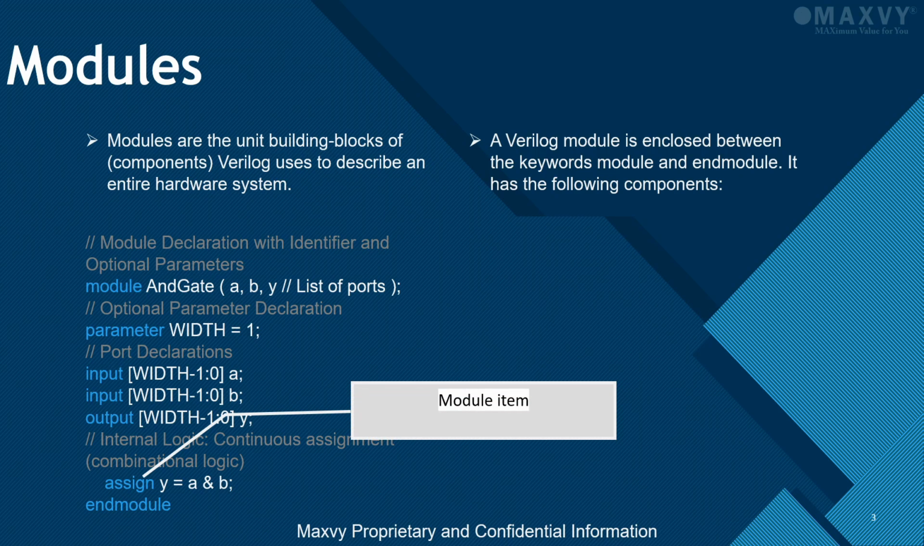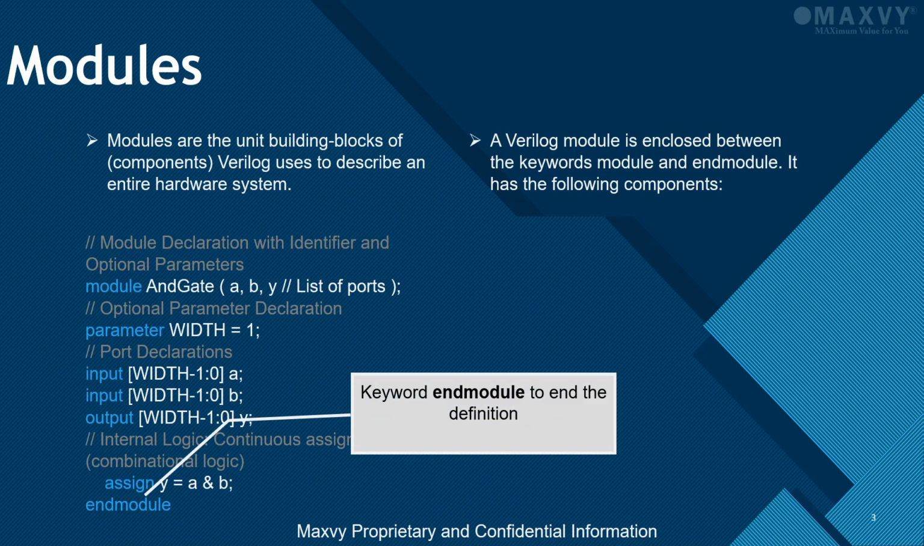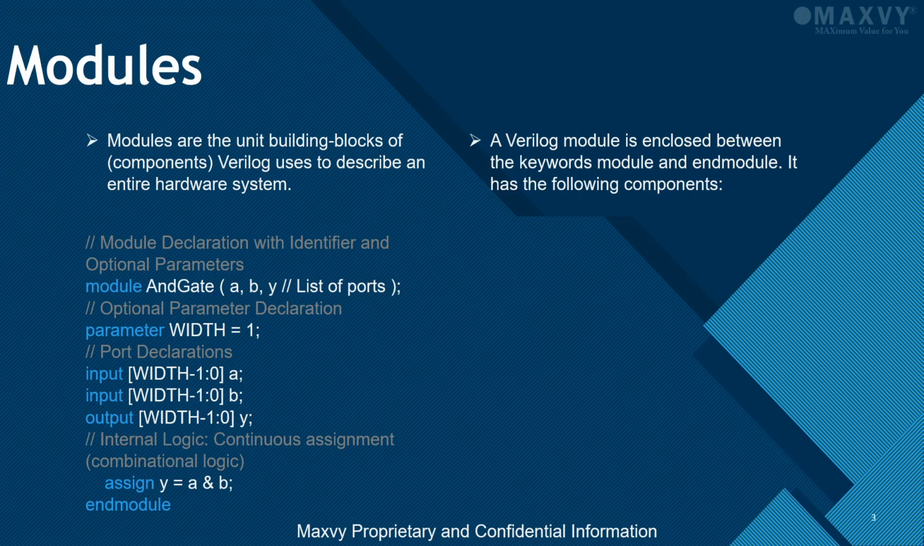And then the module items. This encompasses the actual Verilog code that defines the functionality of the module. It can include assignments, always blocks, and other Verilog constructs. Finally, this keyword signifies the end of the module definition, which is endmodule.